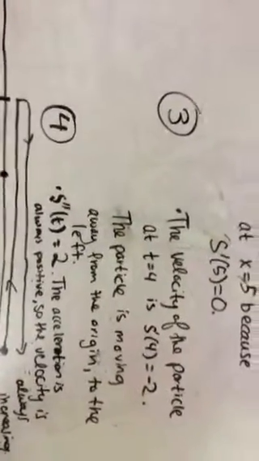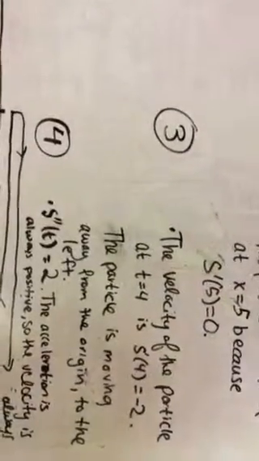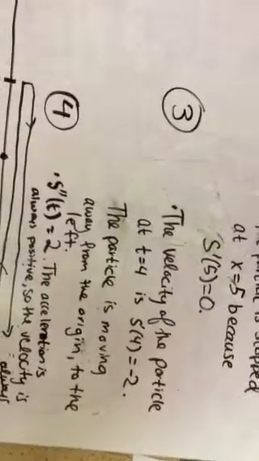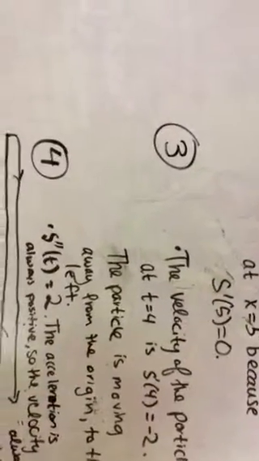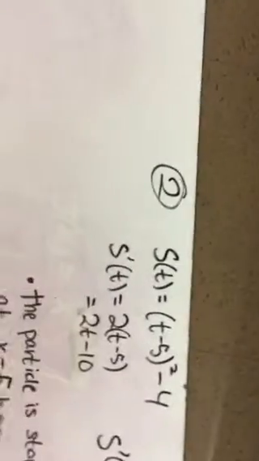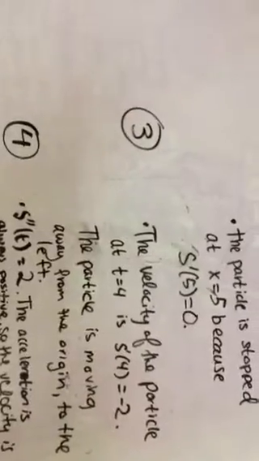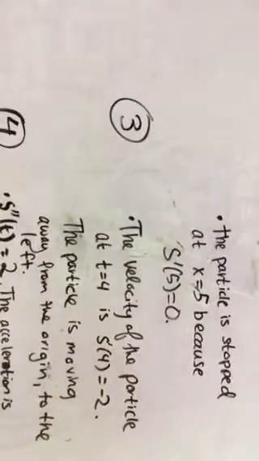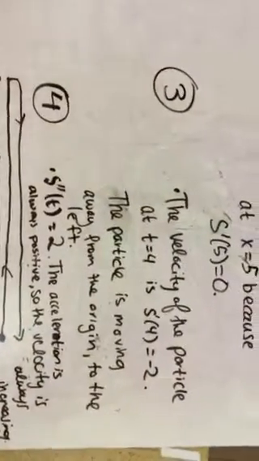For question 3, it's asking what is the velocity of the particle at t equal to 4, what direction is the particle moving, and is it moving towards or away from the origin? Using the derivative that we found in part 2, we found the derivative at time equals 4. So s prime of 4 is equal to negative 2, and because it's negative, it means it's moving to the left, or away from the origin.